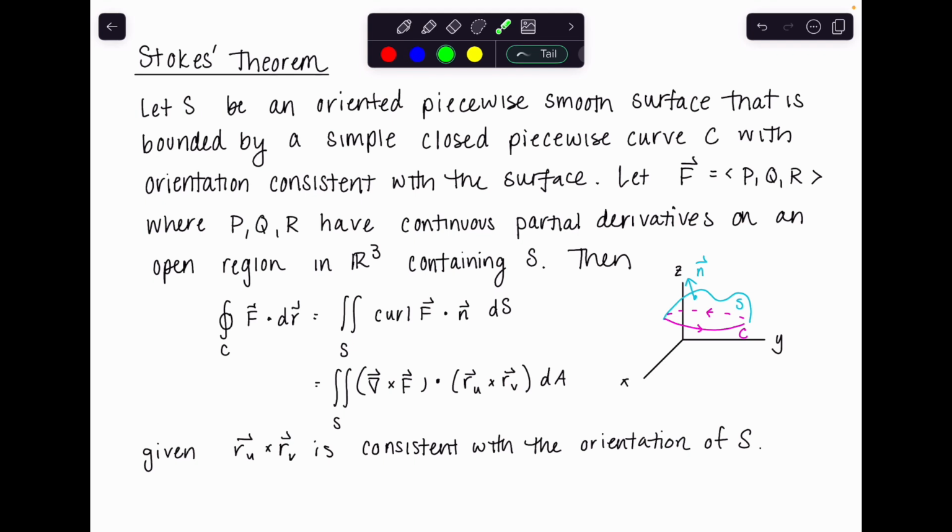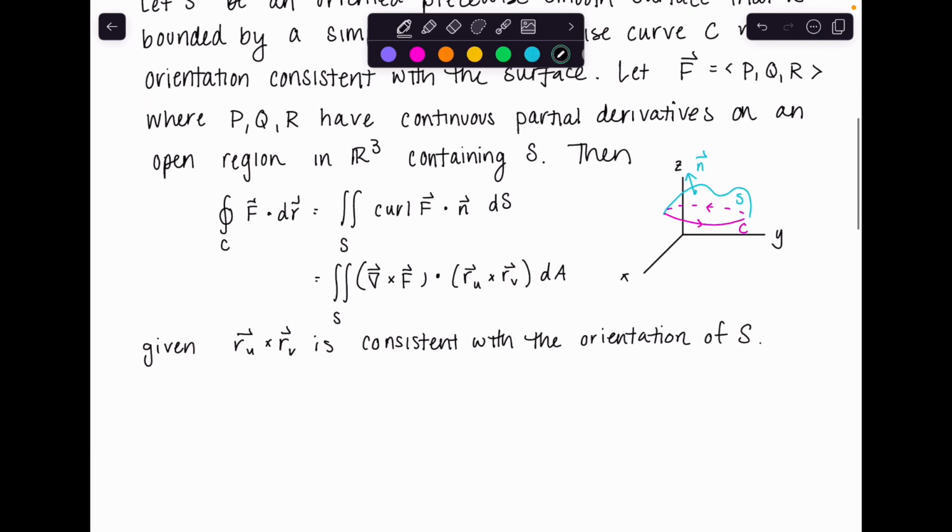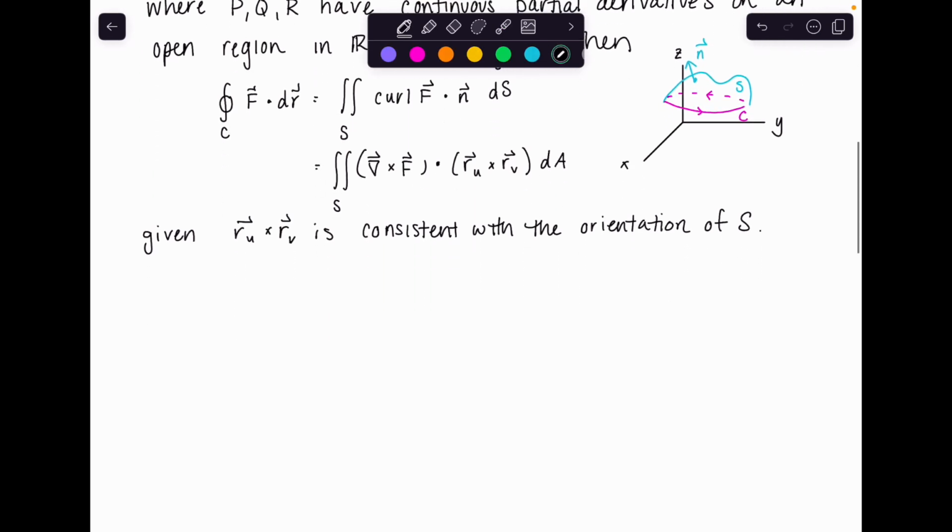What I'm going to do is show you that this does indeed give us exactly what we want. I'm just going to do a single example on this. This one's a lot more difficult than the divergence theorem, and it doesn't always give you the nicest integral, but at least I can show you that you'll get the same thing evaluating a line integral as you will with Stokes' theorem. So let's look at this example.